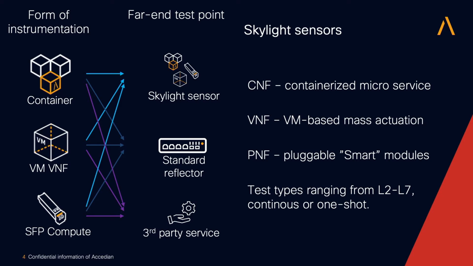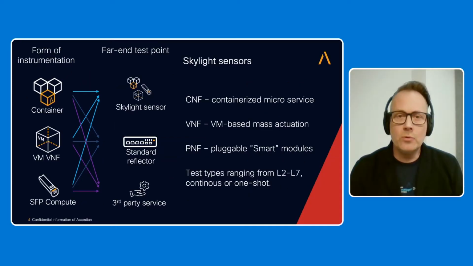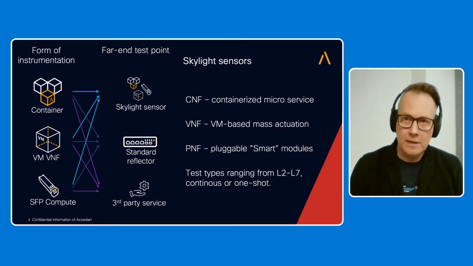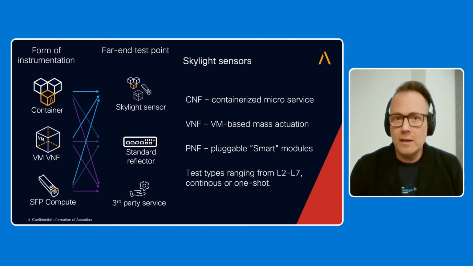And the PNF is a pluggable piece of hardware that we have integrated our own FPGA into, which can be used in situations where you do not have the possibility to install software. You can then plug our pluggable hardware module in there. The example shown here is the SFP Compute, which is an SFP module, of course, so an optical device that runs at 1 gig or 10 gig, but can be plugged in any SFP port in a networking device and then bring Skylight visibility to that location.